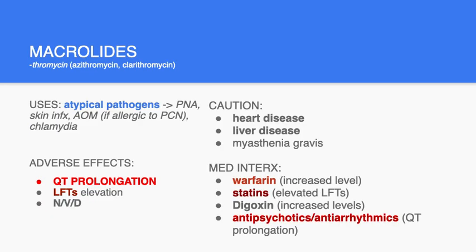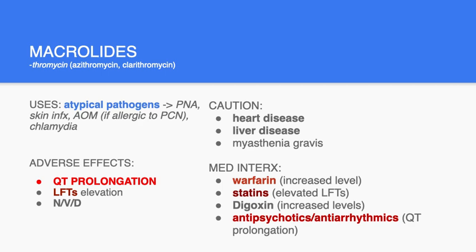The next class of medications in the bacteriostatic antibiotics is macrolides. These are medications that end in thromycin. So we have azithromycin, clarithromycin. There's a few others, but these are the main ones that I want to focus on. The primary uses for these macrolides include atypical pathogens. So this includes your pneumonia, your skin infections, acute otitis media, especially if the patient is allergic to penicillins, and chlamydia.